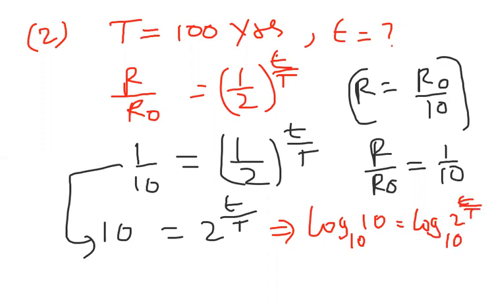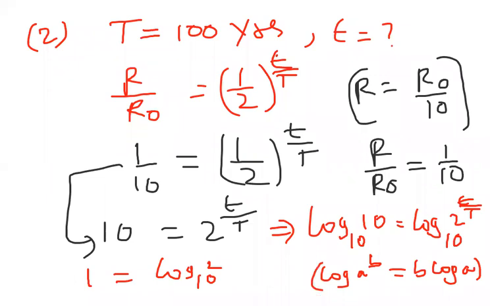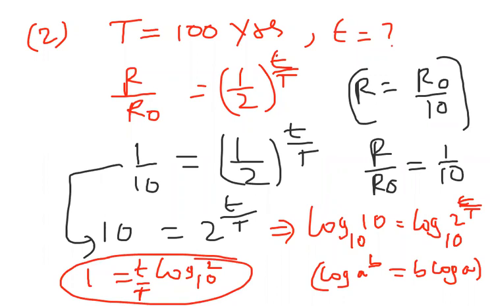Log 10 base 10 value is 1. So 1 is equal to log 2 base 10 times small t by capital T. Here we know the logarithm formula: log of a power b can be written as b log a. From that I can bring small t by capital T out front. I want the small t value, so remember this formula: small t is equal to capital T by log 2 base 10.